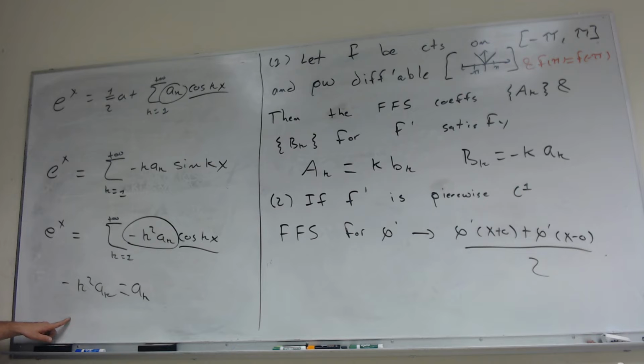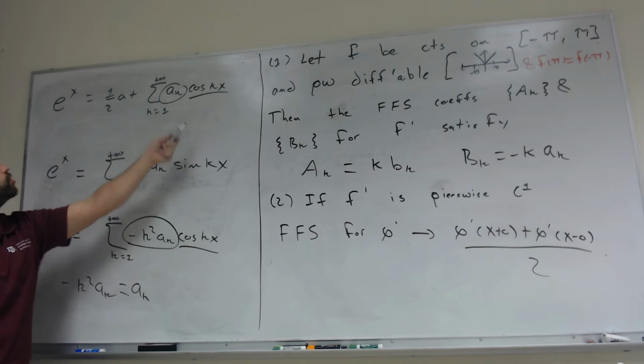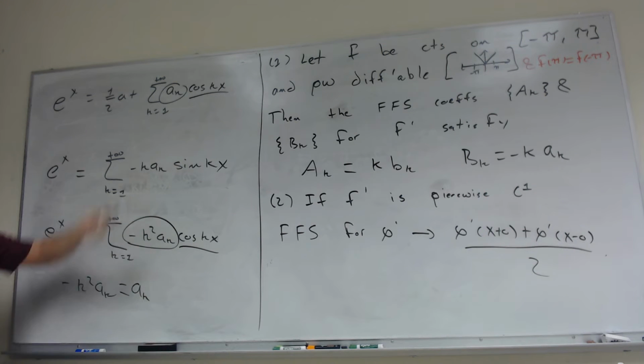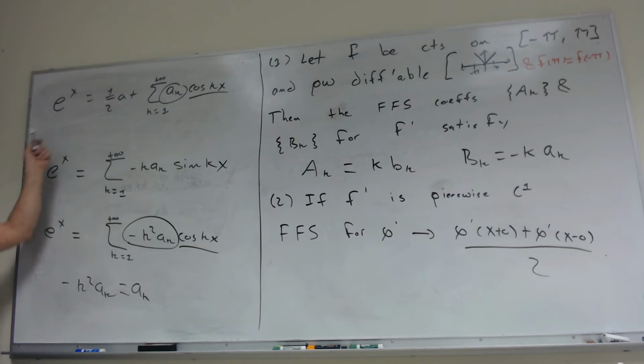Well, this is clearly not true. The only way this is true is if ak is equal to 0, in which case this just says e to the x is equal to 0, which is not true. The other possibility would be that e to the x is orthogonal to all of the cosine kx's, but we know that's not true just by doing the computation. But our theorem says that this should equal e to the x. But if the ak's are all equal to 0, there's no way this can be true. Okay, so what's the problem?